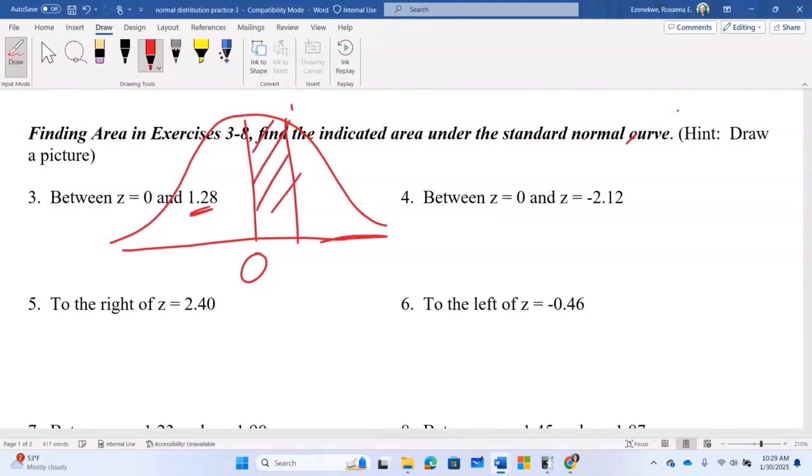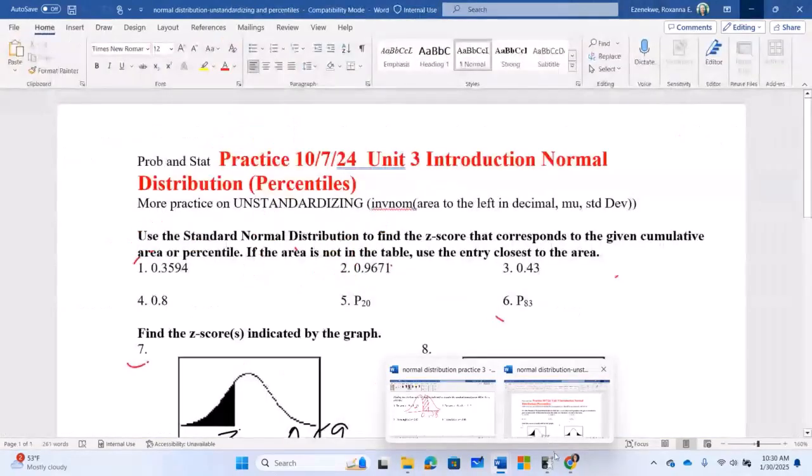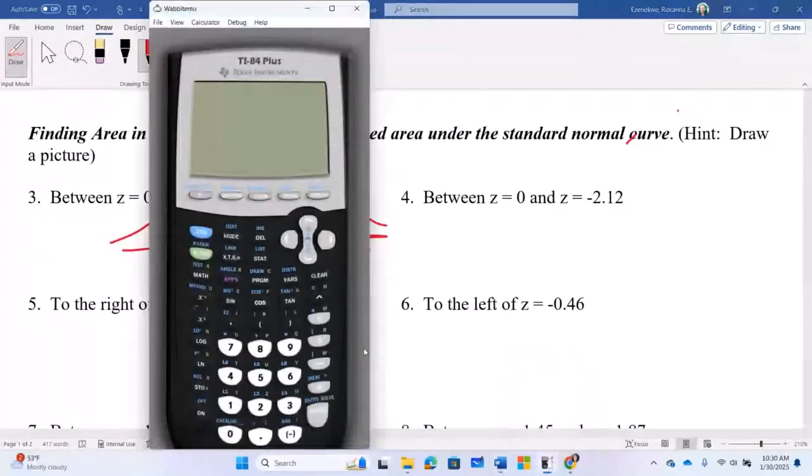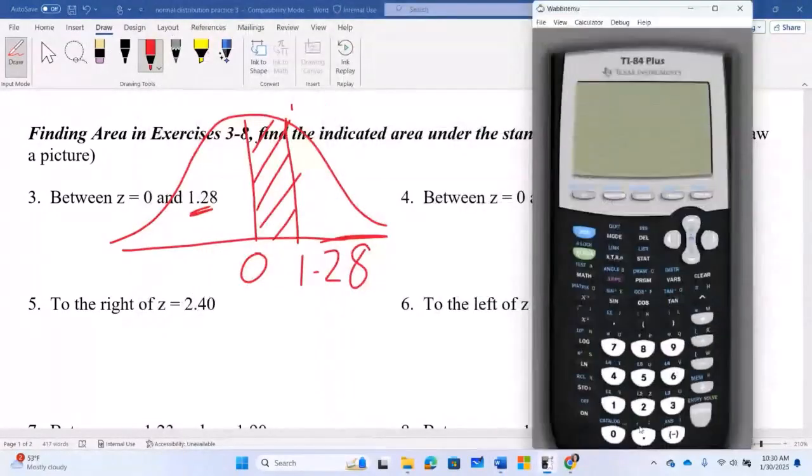So now I am going to shade. I'm trying to find the area of the shaded region. So 1.28. Well, I can read the chart, or I can actually use my calculator. If I'm reading the chart, let me get my calculator first, then I'll read the chart. So I'm going to use my calculator right now and find the area.